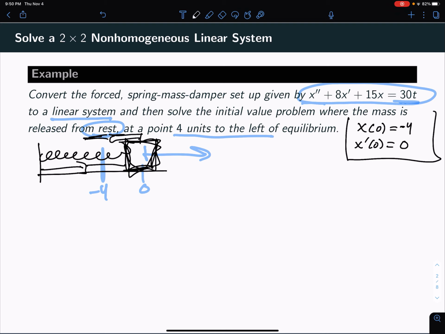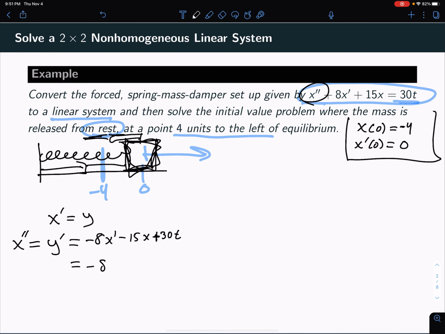But they don't want us to solve it using second order methods. They want us to convert it to a linear system, which means they want us to say that x prime is equal to y, the velocity, and y prime, the derivative of velocity, is equal to the second derivative of position. But we can solve x double prime in this equation for -8x prime minus 15x plus 30t. That's really the same as -8y minus 15x plus 30t, because x prime is equal to y.